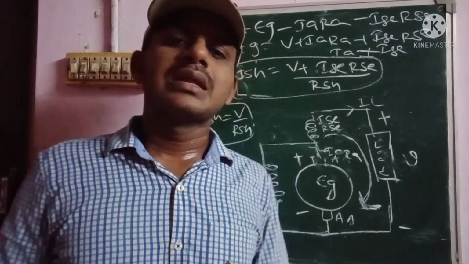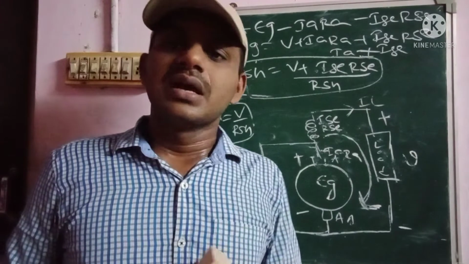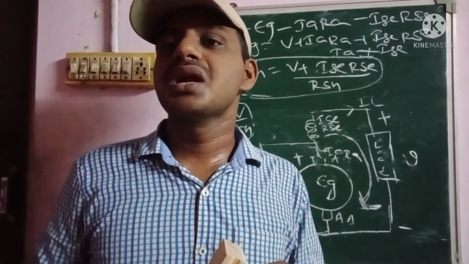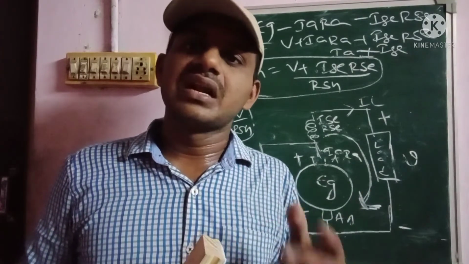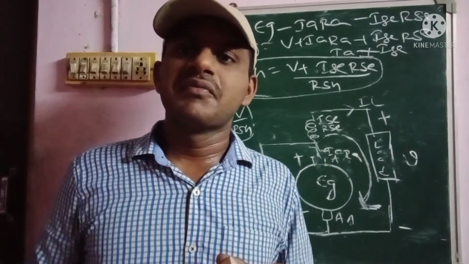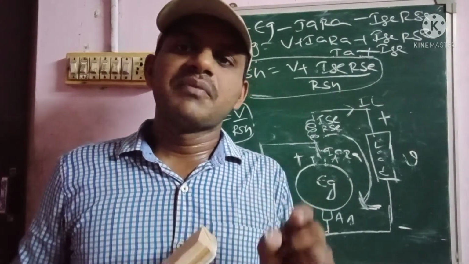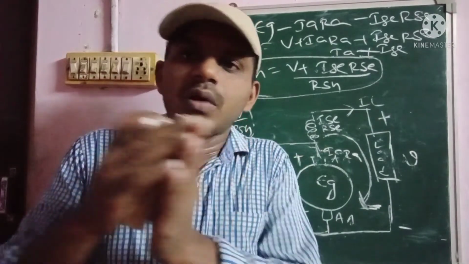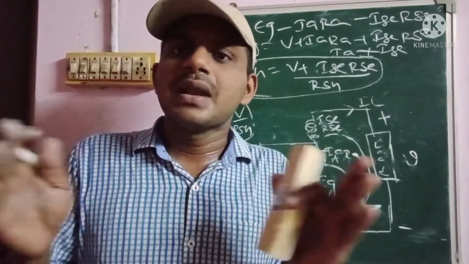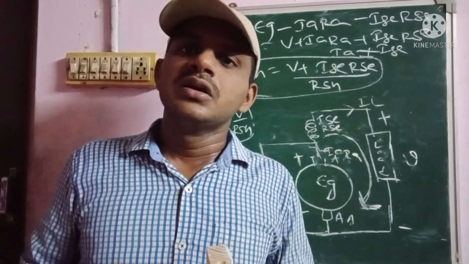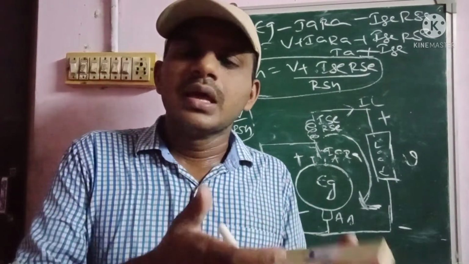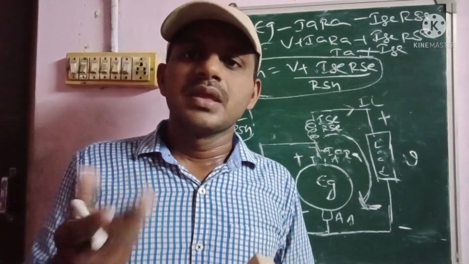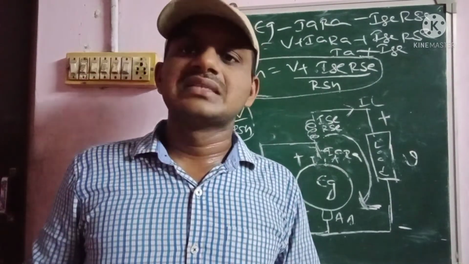We calculate the generated EMF equations only for self-excited DC generators, like series, shunt and compound. We don't calculate the EMF equation for the separately excited one. Why? Because in the separately excited generator, the field winding and the armature winding are separately isolated. That's why we can't calculate it, and it is also not applied to industrial or commercial loads.